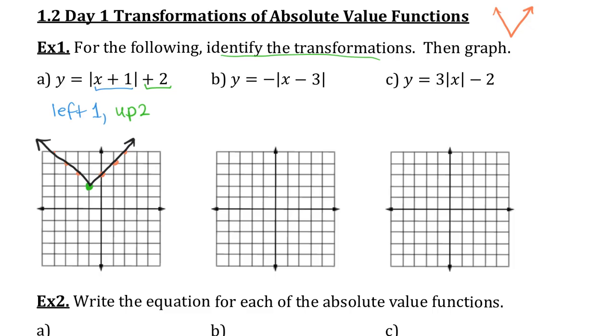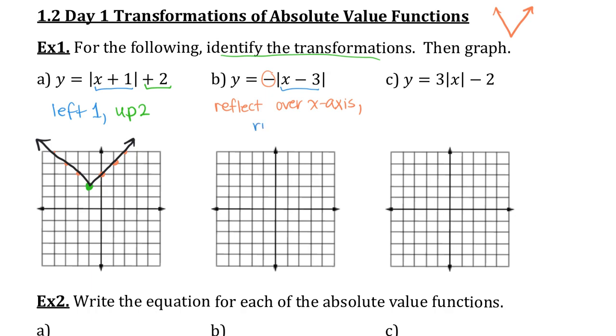Okay, let's look at the next one. B, y equals negative absolute value of x minus 3. Okay, the negative in the front reflects over x-axis. Okay, and I'm going to do the reflections and the stretches first unless they specifically tell me otherwise.